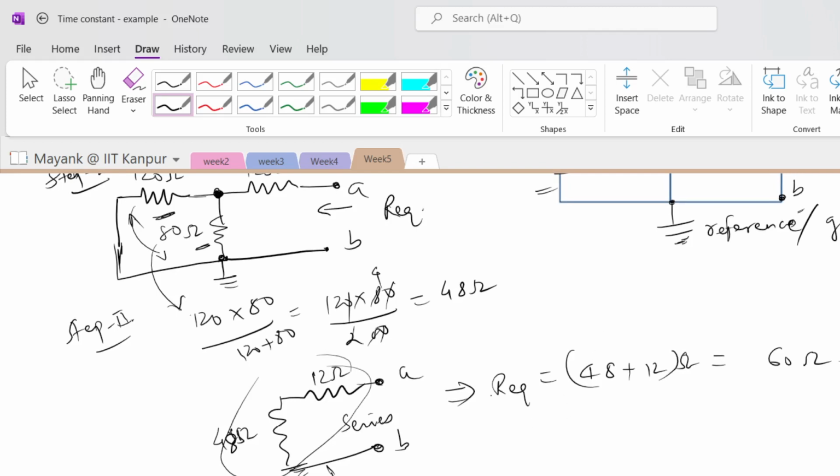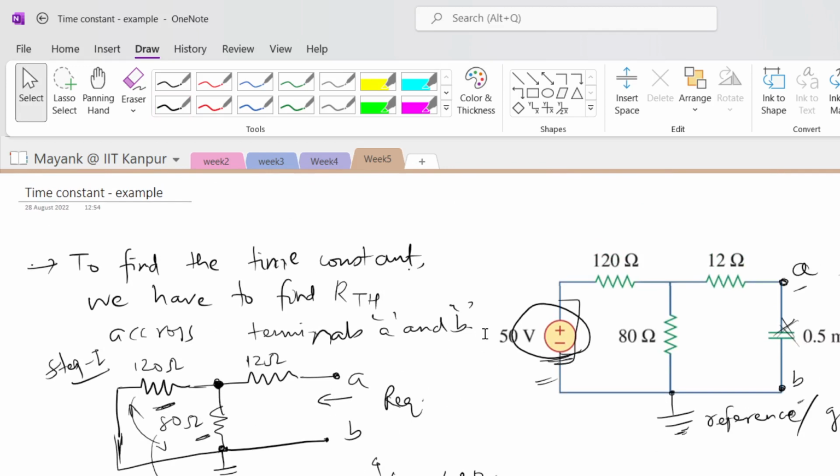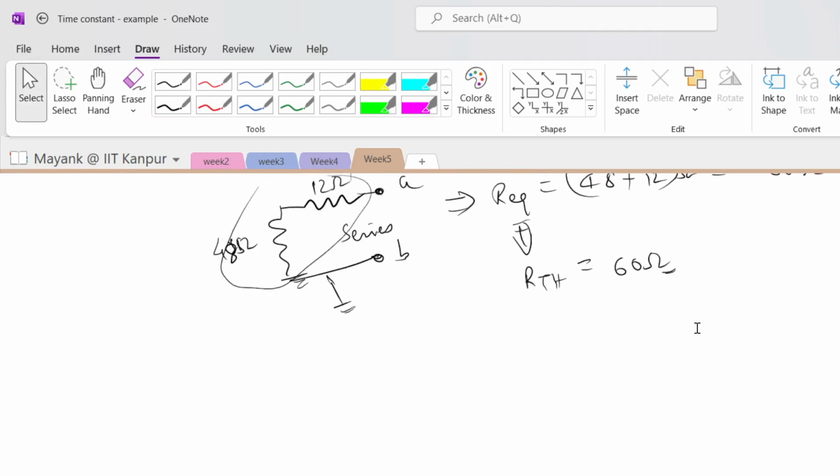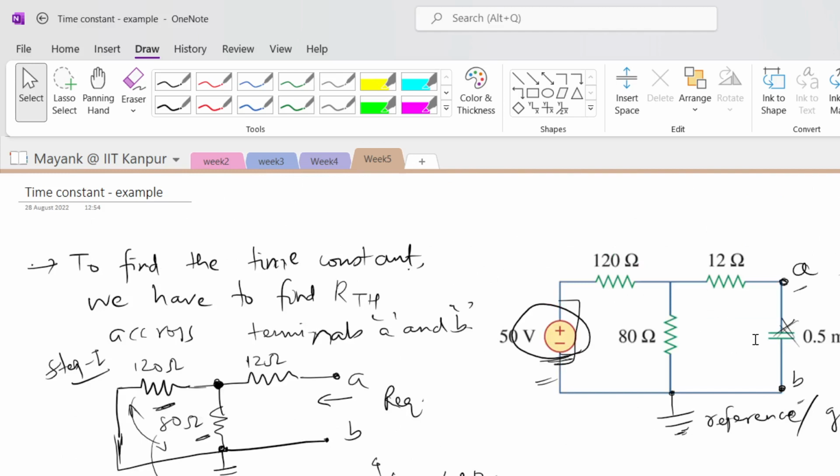So we have found out the R equivalent, which is equal to the Thevenin resistance. This is equal to 60 ohms in this case. Fine. So we have found out that the Thevenin resistance is 60 ohms. Now how do I find out the time constant of this network?